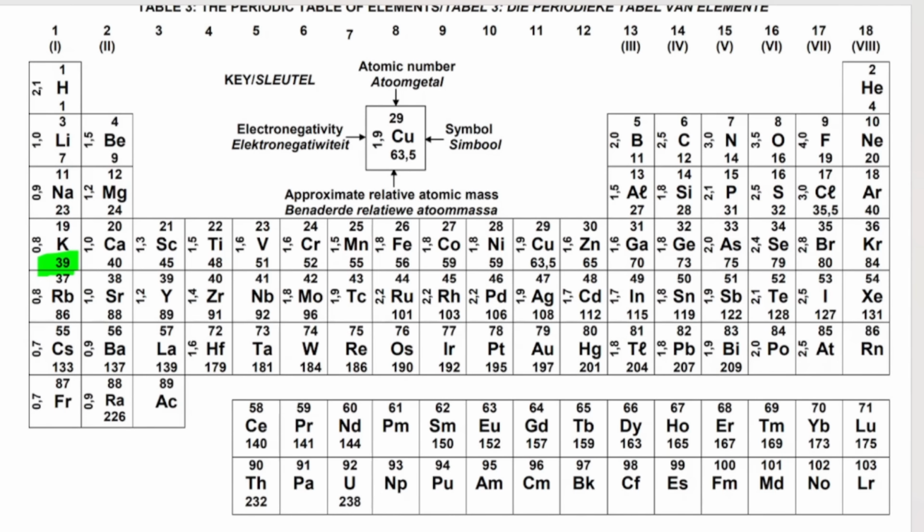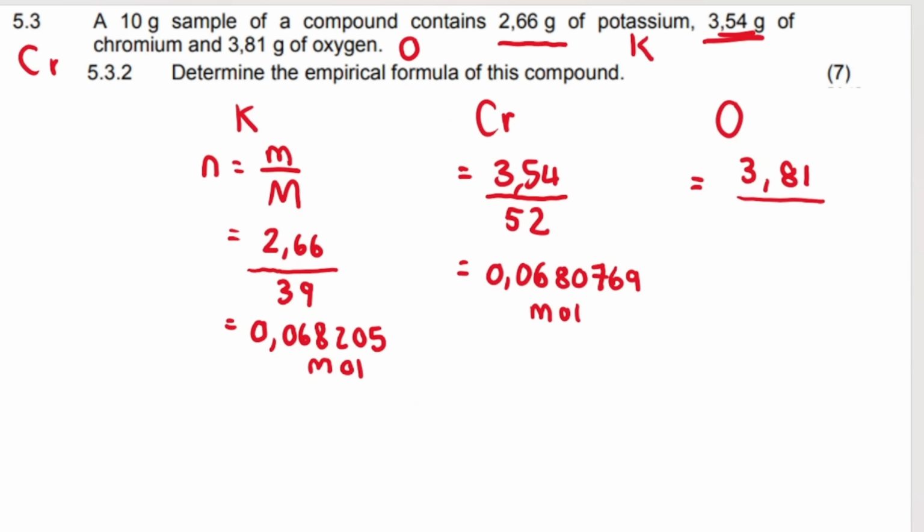And if you look at oxygen, the atomic mass number, as you can see over here, the big number is 16. So we're going to say divided by 16. And let's work that out quickly. And there you have your oxygen in moles.